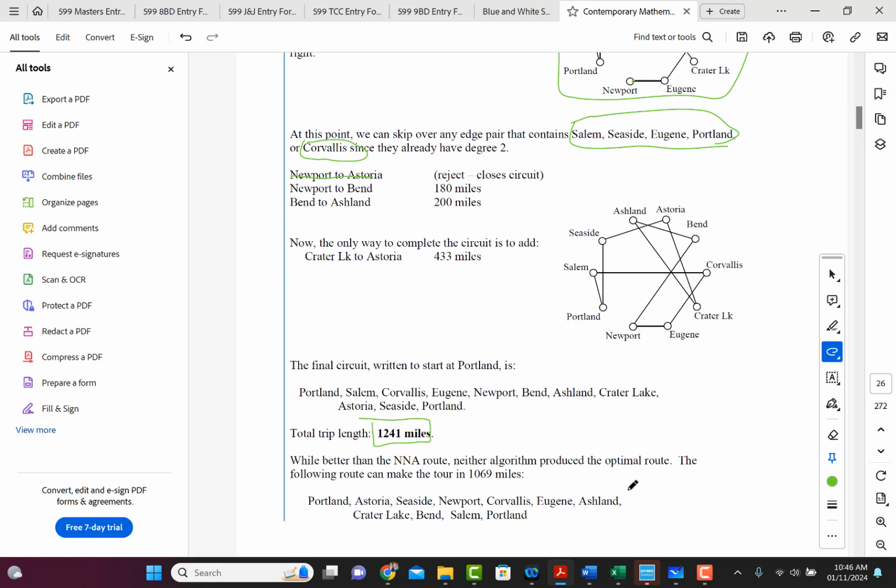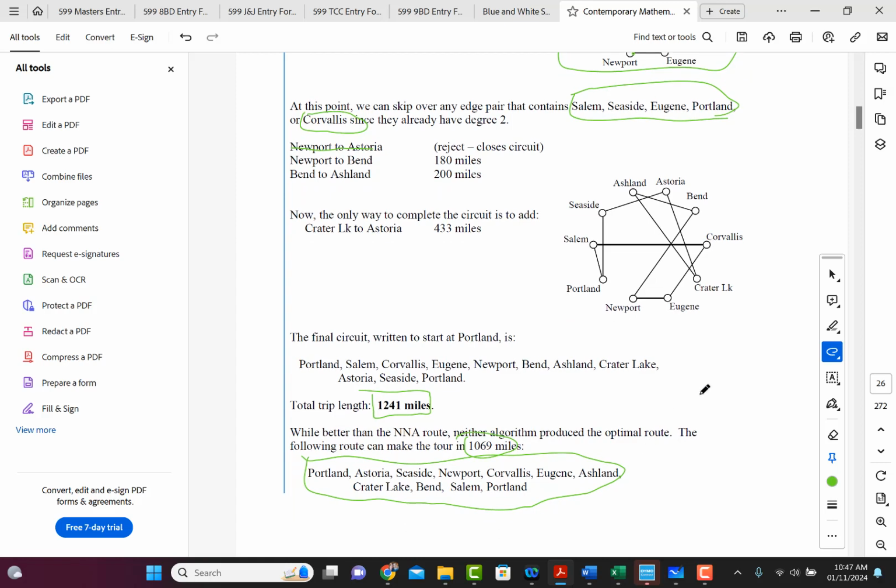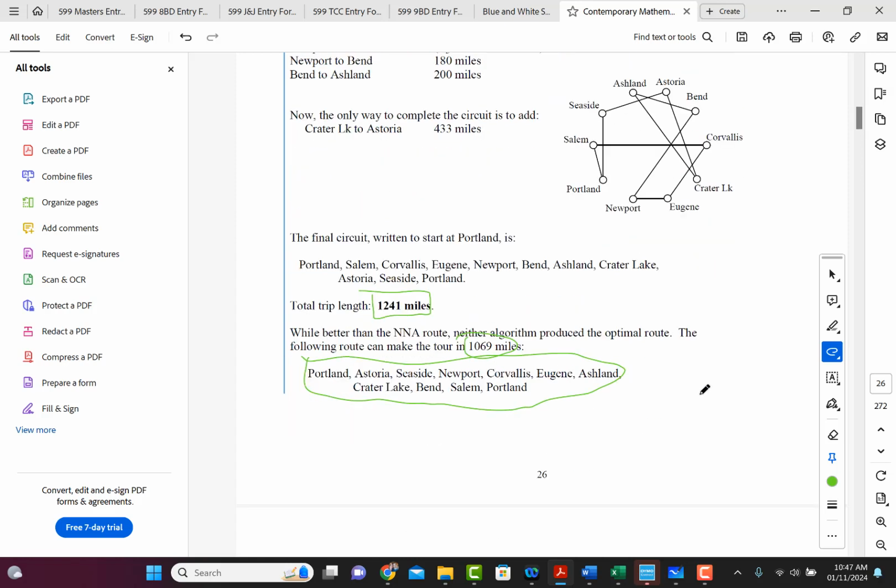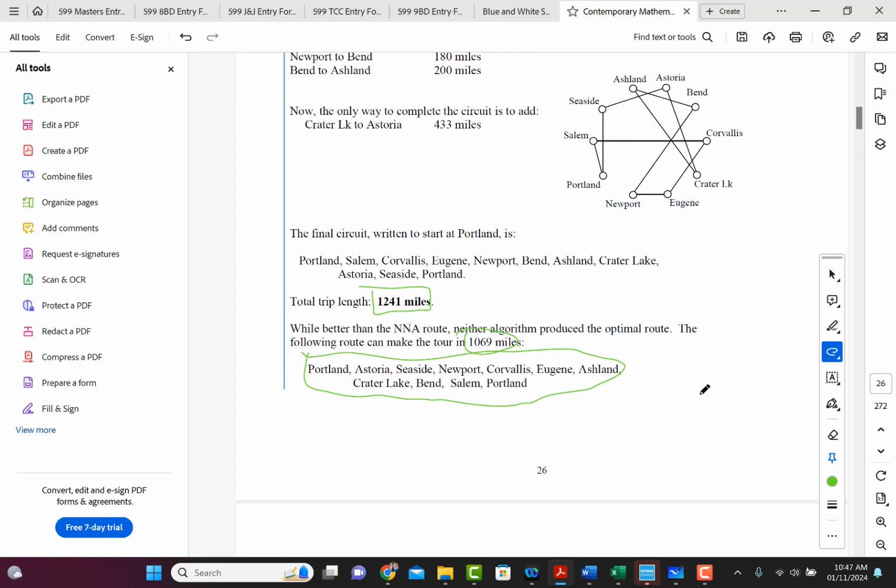All right. Now, the thing is neither of those was the optimal route. The optimal route is 1,069, which would have been this route. Okay, so even though the cheapest link did give us a better route, it didn't give us the shortest route or the best route.